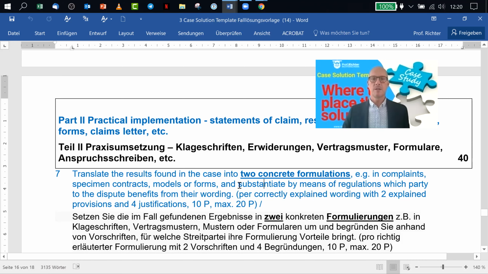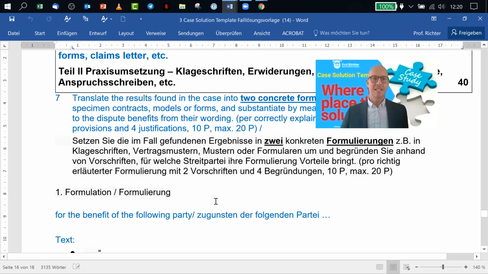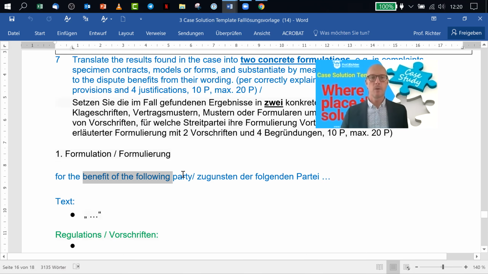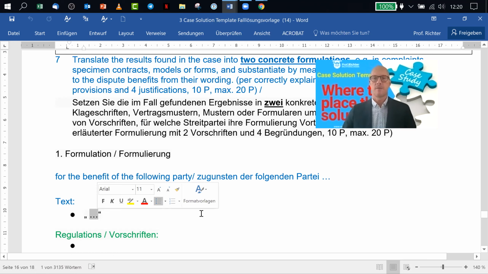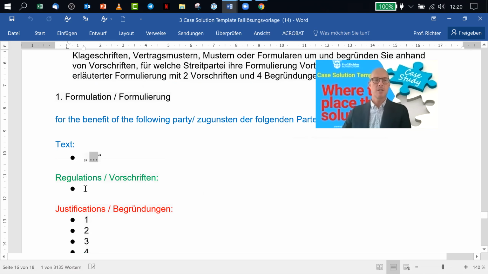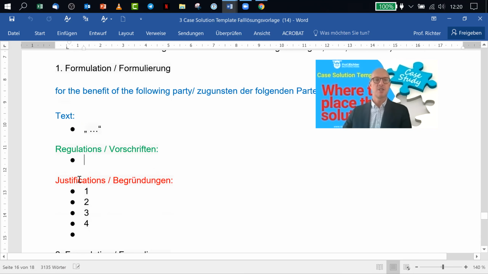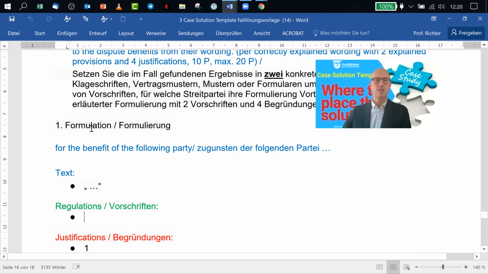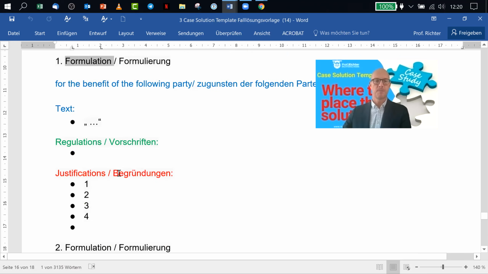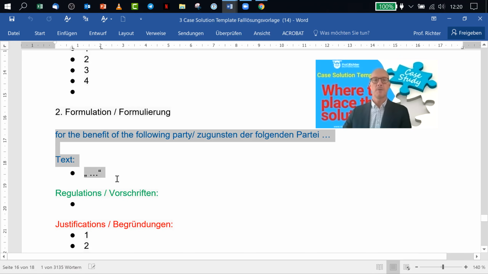But it's very important. You have to explain, with regulations, at least 2 regulations, which party benefits from your wording, right? So if you write it from the perspective of a buyer, tell me why it is so positive for the buyer. For the benefit of the buyer, I would say this product has defects and you have to give me back money. And here are the regulations that help me. And here are the justifications. Why is this formulation so good? It gives the benefit to this party. And please give me 2 formulations.